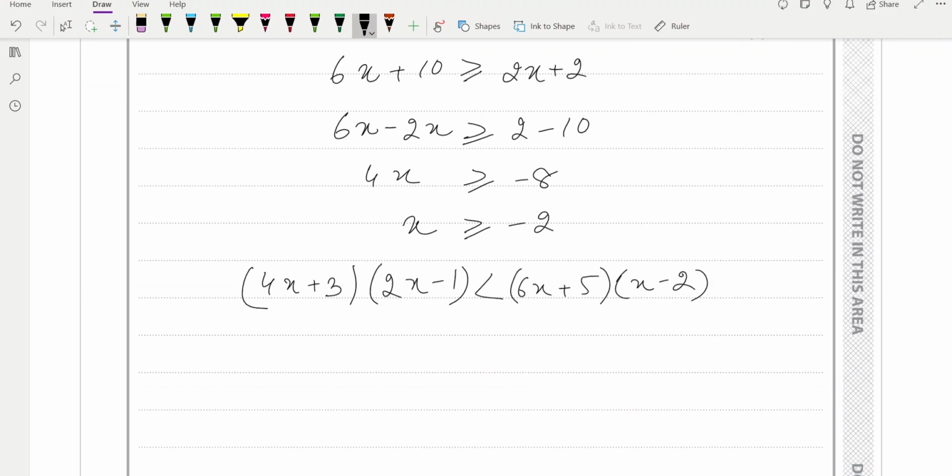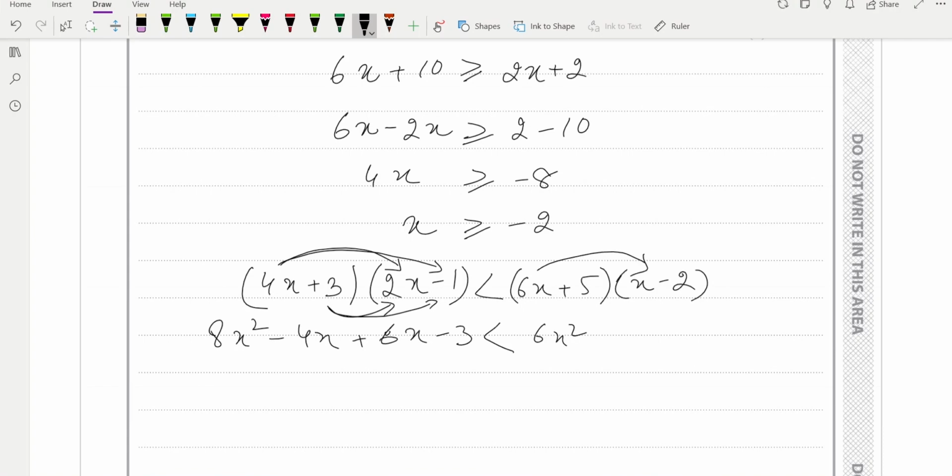Now we can simplify this. We'll have to multiply, for example, this to this. 4x multiplied by 2x will be 8x squared, and then 4x multiplied by minus 1 will be minus 4x, then 3 multiplied by 2x will be plus 6x, and then 3 multiplied by minus 1 will be minus 3, and less than. Similarly we can multiply this side, so it will be 6x squared, then minus 12x, and 5 into x will be plus 5x, and 5 into minus 2 will be minus 10.